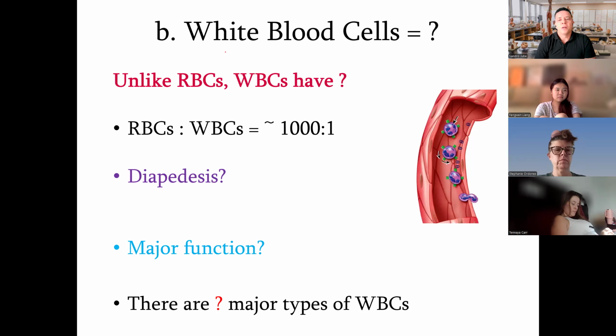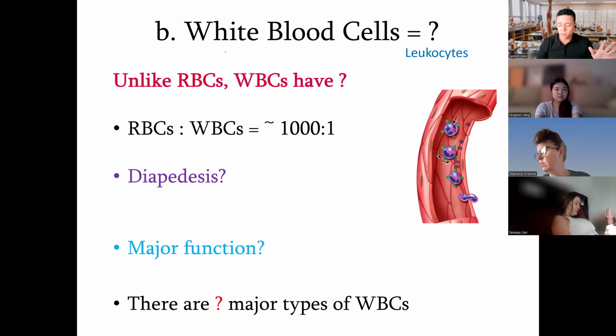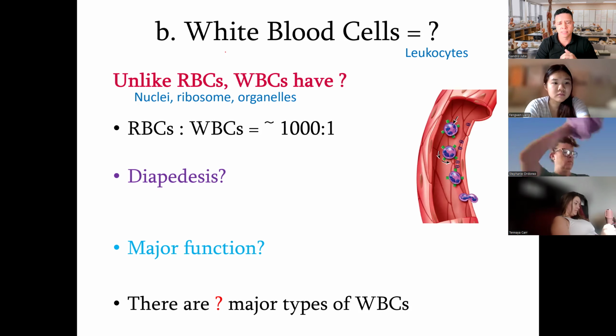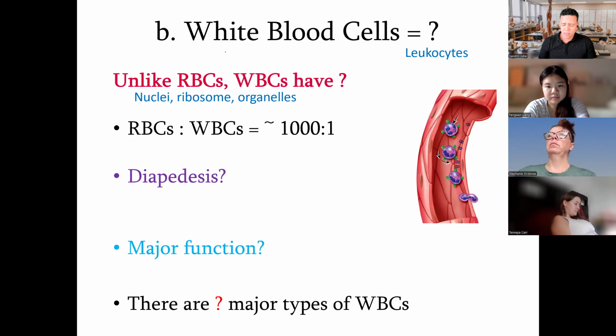All right, moving on, let's talk about the white blood cells now, also called the leukocytes. Folks, unlike the red blood cells, white blood cells are like normal cells that we have talked about before in class. They have a nucleus. They have ribosomes. They have all the different organelles that we usually find in cells. Okay? Now, we have seen that we have a lot fewer white blood cells than red blood cells.